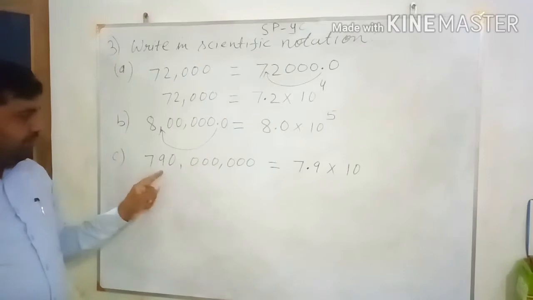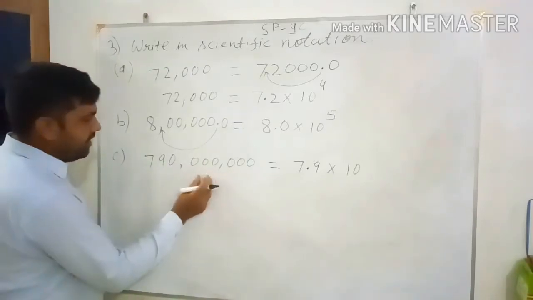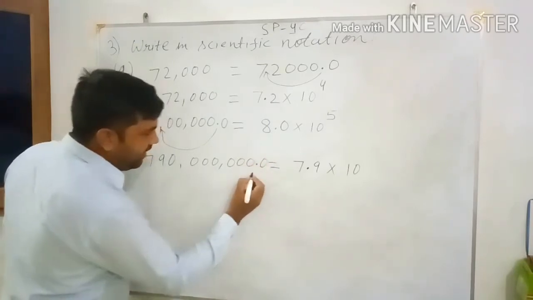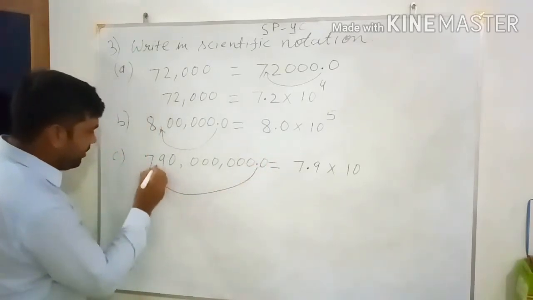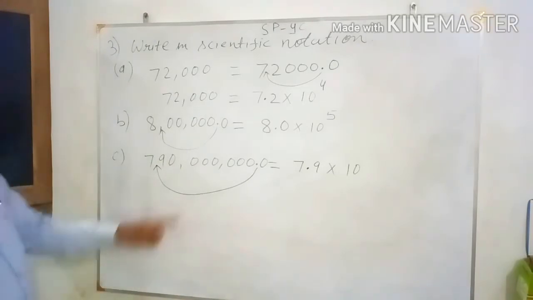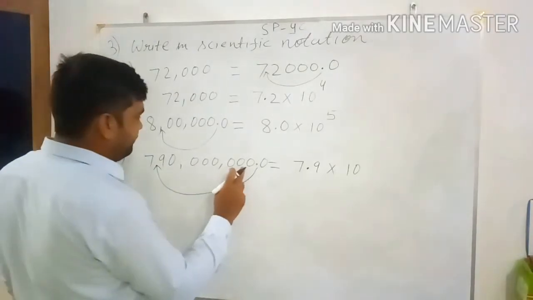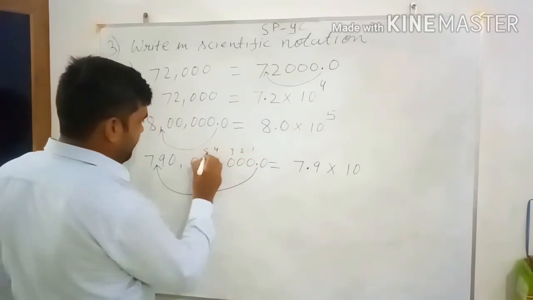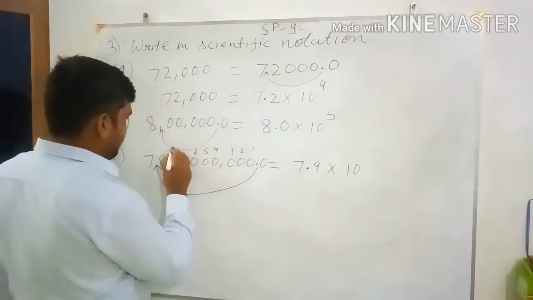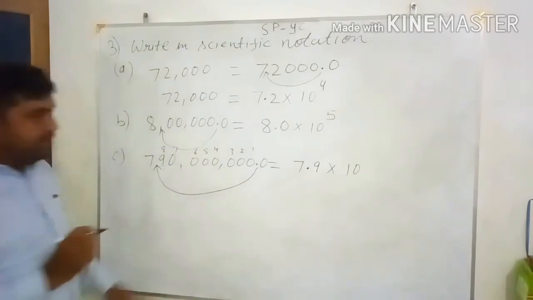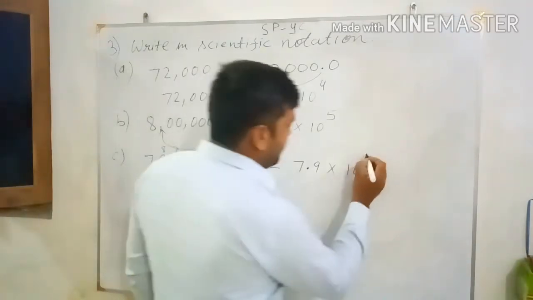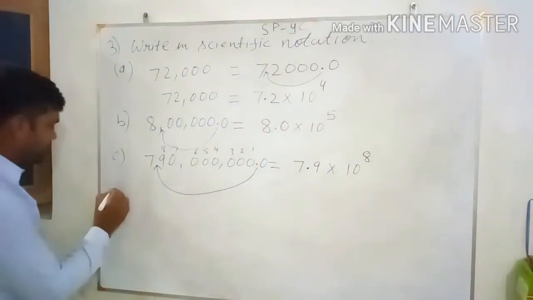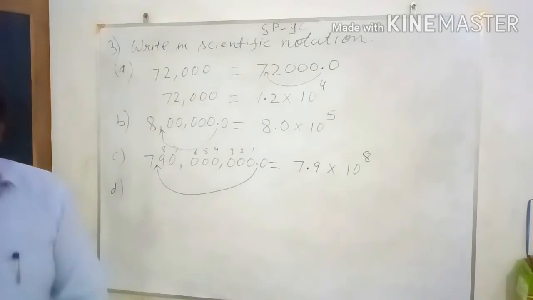Because we can consider the decimal here at the end. Now I have shifted the decimal from here to here. And those places we can count here. 1, 2, 3, 4, 5, 6, 7, 8. How many places? 8 places left I have shifted. So the power you raise over 10 is 8. 7.9 into 10 to the power 8. Now we do question D.